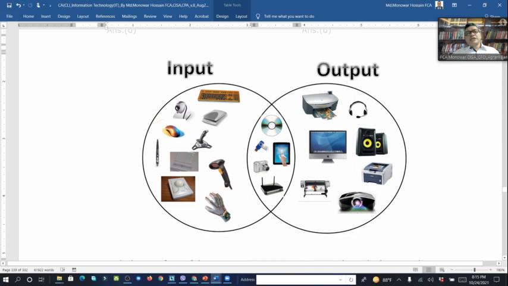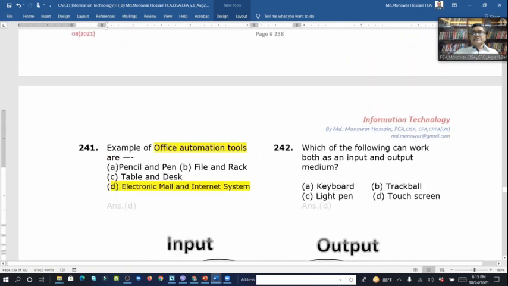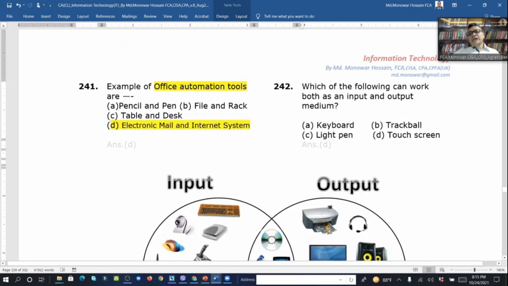Which of the following can be used both as an input and output medium? We know in your computer we have input devices and output devices. Some items are used for both input and output. Look here, in the middle side are all the input output devices. Basically, number one input output device is the touch screen. It can be used for input, and we also see the output. So the touch screen is the input output device. Here the answer is D. So we can say that a touch screen can work both as an input and output medium.